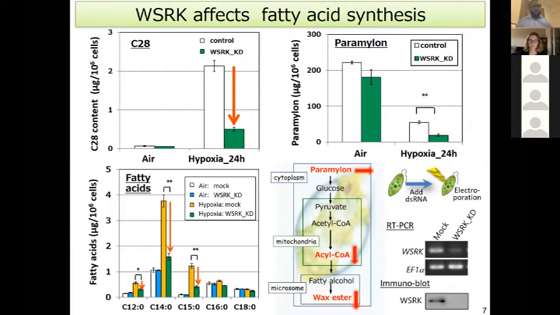We measured the content of paramylon, C28 and fatty acids in the WSRK knockdown cells before and after hypoxic treatment. As a result, the content of paramylon shows no significant difference between the mock control and knockdown cell lines. On the other hand, fatty acid contents were significantly suppressed in knockdown cells, as the green bars indicate. Therefore, WSRK does not affect paramylon metabolism, and its functional point is expected to be between glycolysis and fatty acid synthesis.